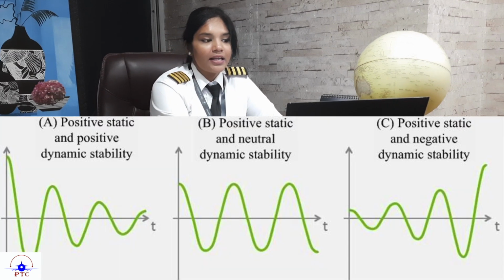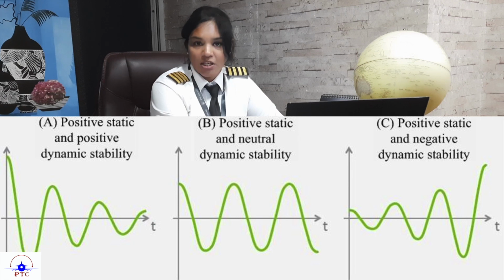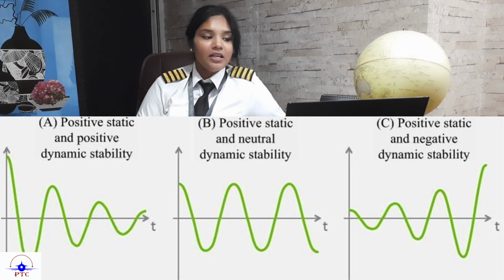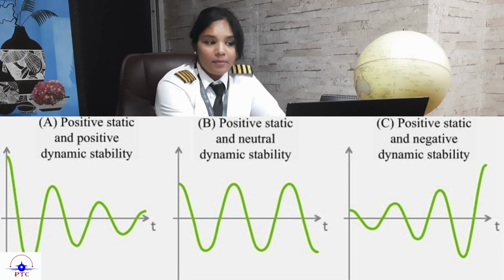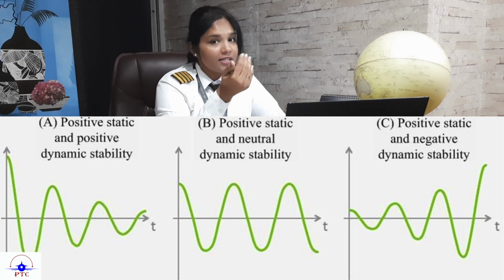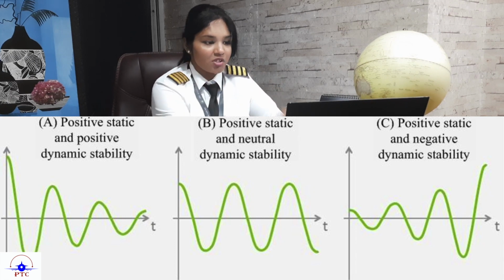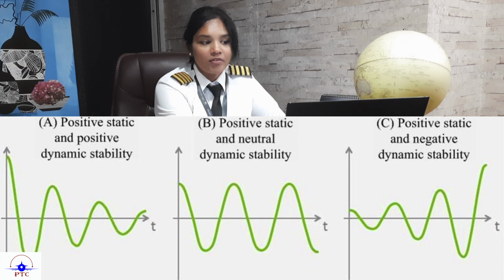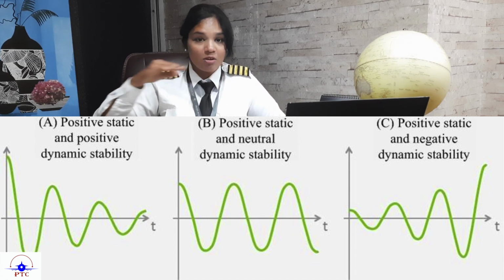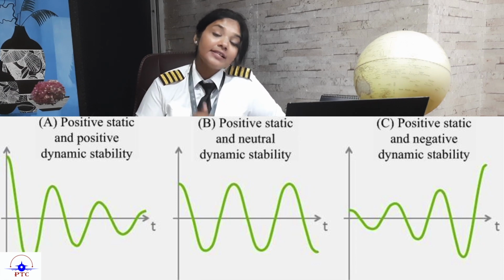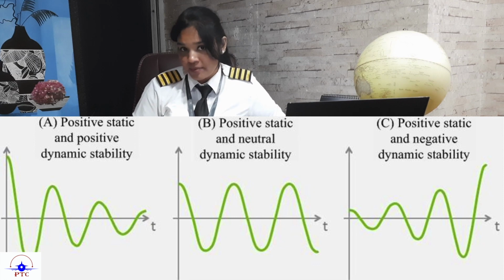Similarly, in dynamic stability, if you see this diagram, the object has positive static stability, that is, it is coming back to its original position, but over a period of time the oscillation is reducing, the amplitude of the oscillation is reducing. This is called positive dynamic stability.